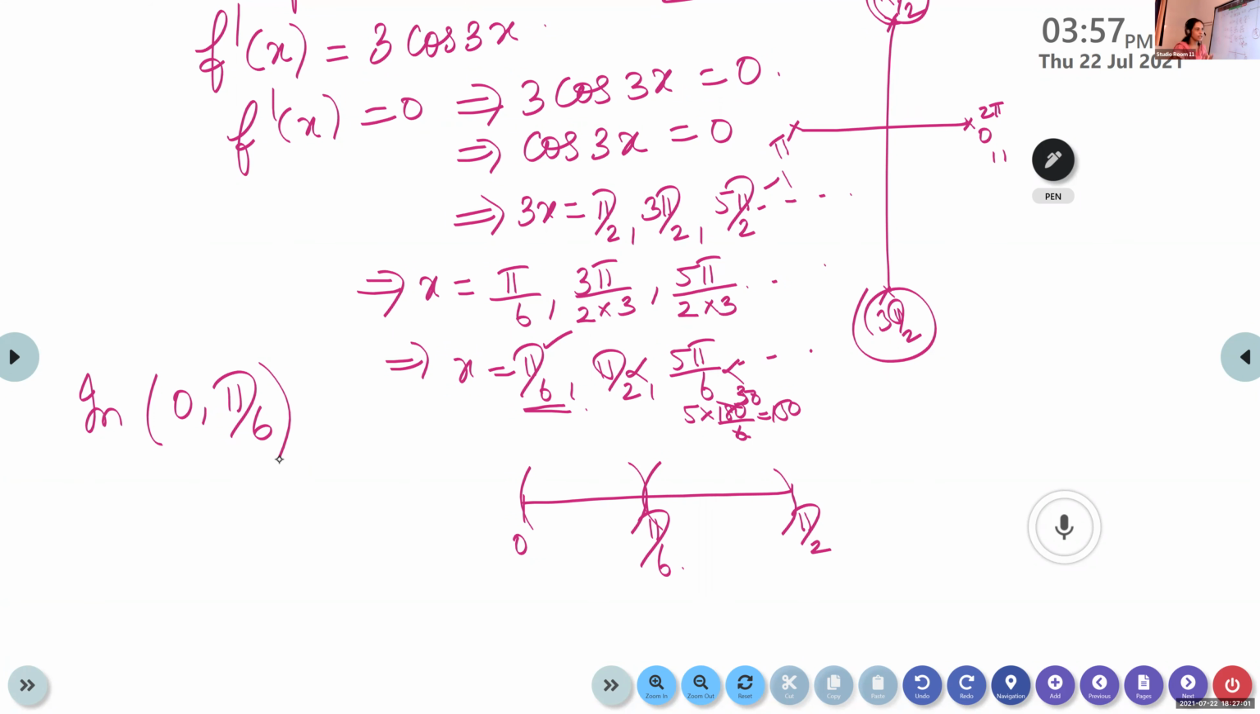Pi by 6 means what is the value? 30, isn't it? In 0 to 30, what about f dash of x? What is f dash of x? Cos 3x. Will it be positive or negative? Find it out. Maximum value we get is pi by 6. Cos 90, what is the value of cos 90? So will it be positive? Why did I write positive here?